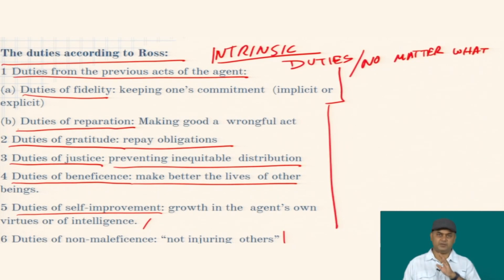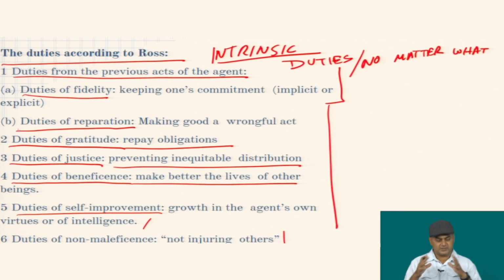You may like to pause the video and go through these 6 duties, which apparently appear simple, but they are quite beautifully conceptually connected and give a step by step notion of what is intrinsically valuable, that these things need to be done irrespective of the consequences that they bring about. These are our fundamental duties, and that is why you would notice the term duties attached to each of these particular claims. So, when we talk about duties of non-maleficence, that means not injuring others. So, that is also a part of our duty.